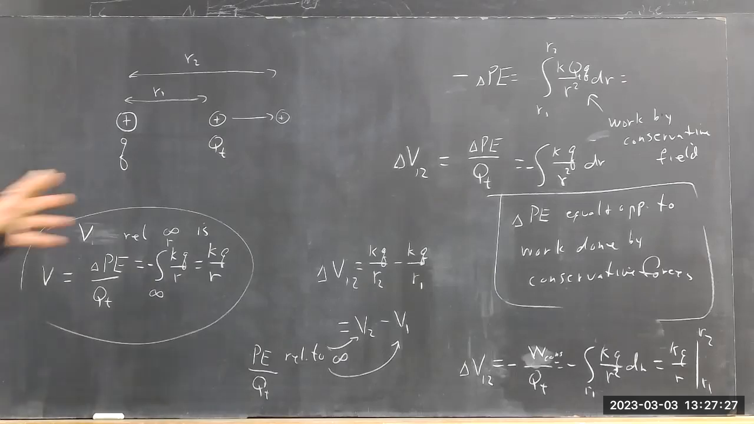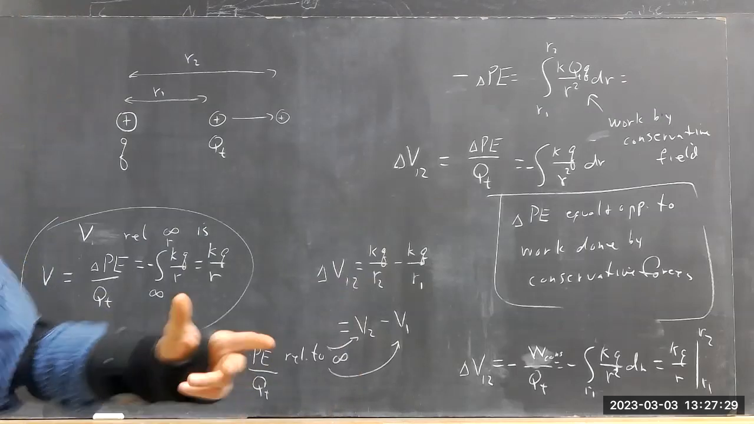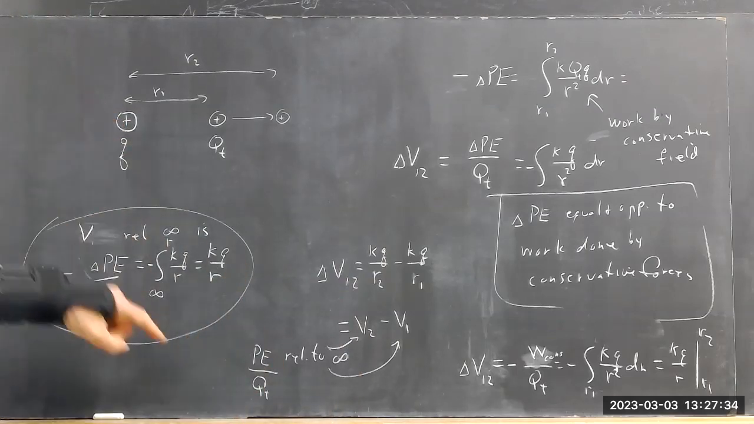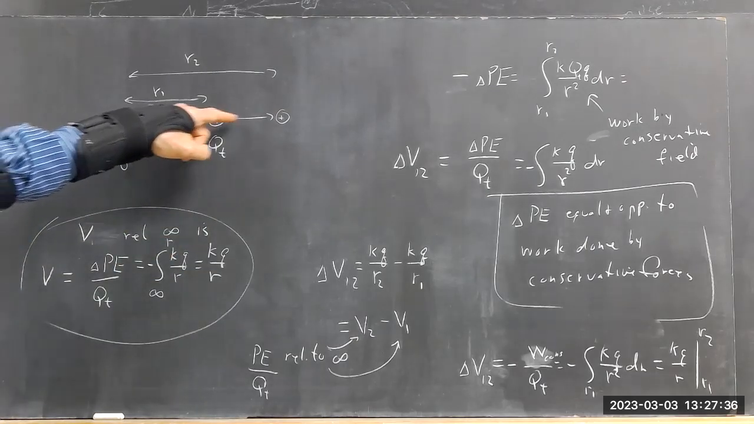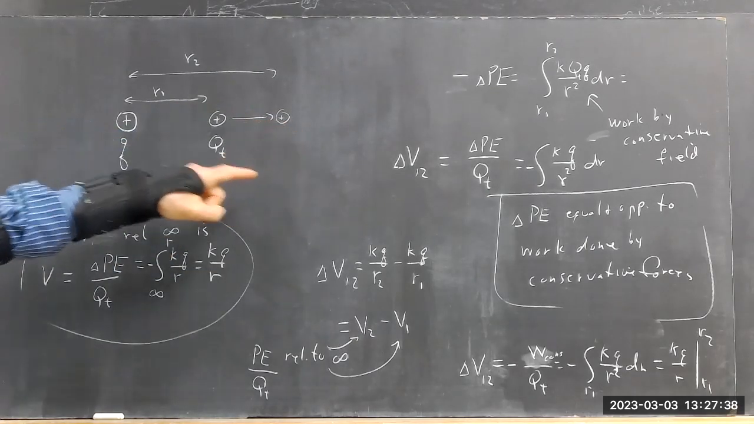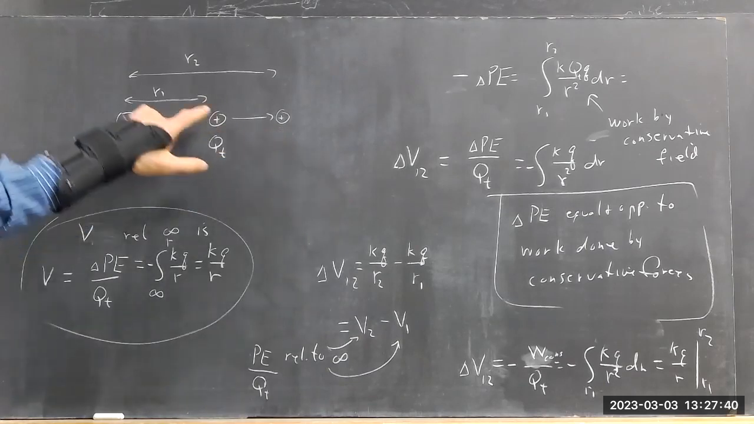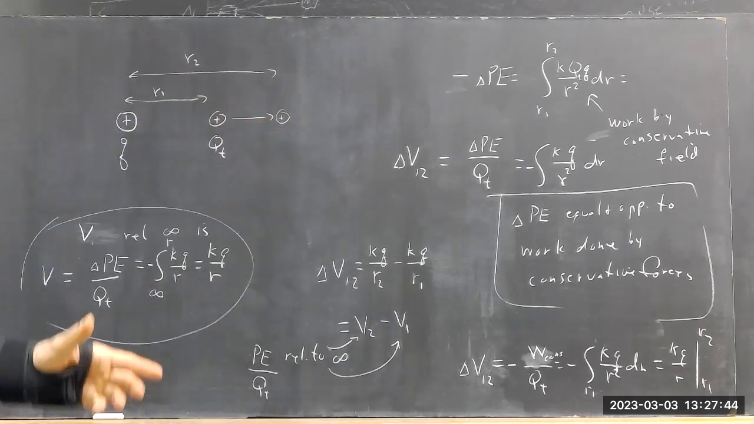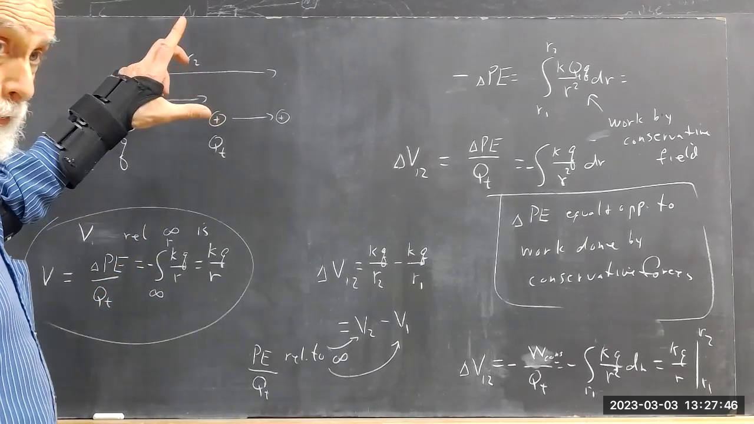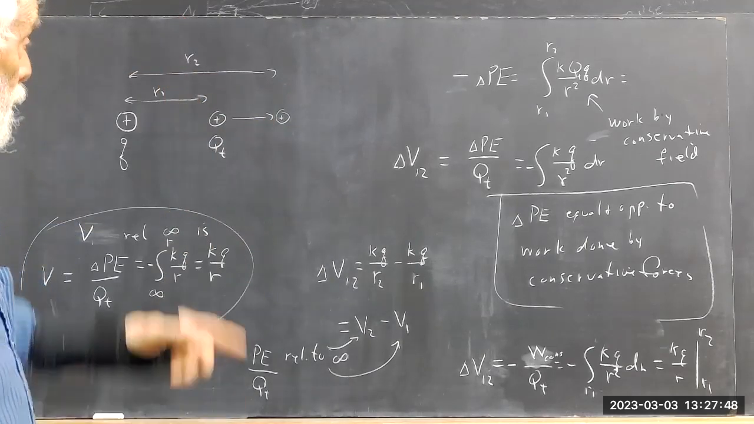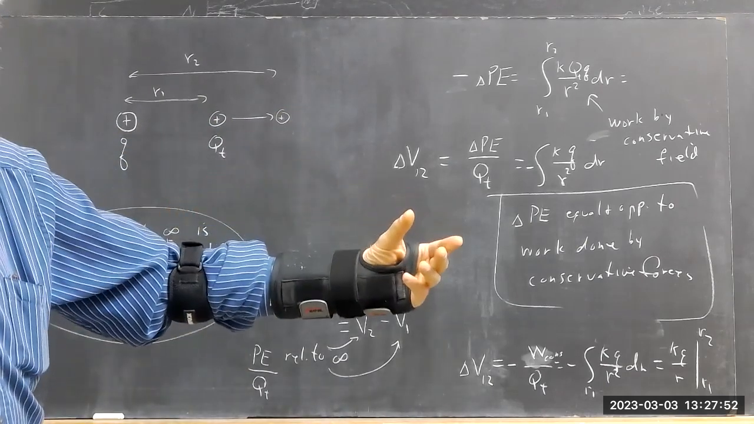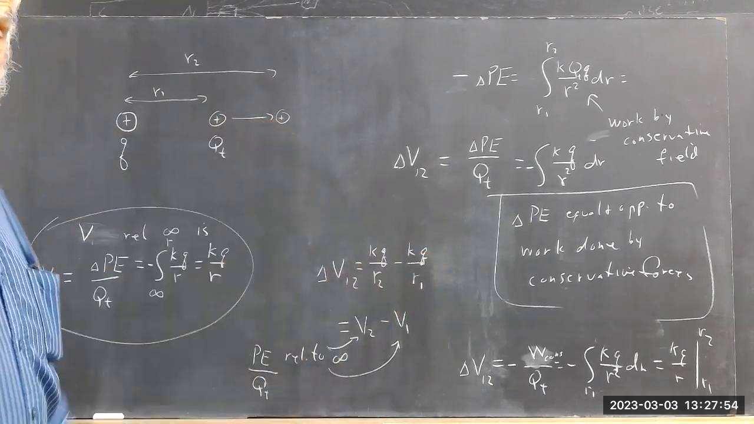Okay, just to double check if the signs make sense, let's take the simplest possible case. We have a positive charge here, and a positive test charge here that's going to be moved to here. So we start here, we go here. This distance is R1, this distance is R2. Now what's going to happen if we just release this and there are no other forces? It's going to be repelled, it's going to end up here, and it's going to be moving. So it's going to gain kinetic energy.